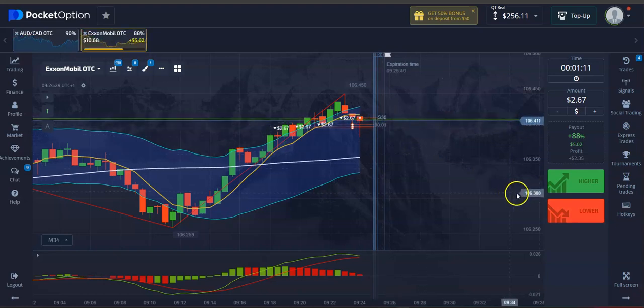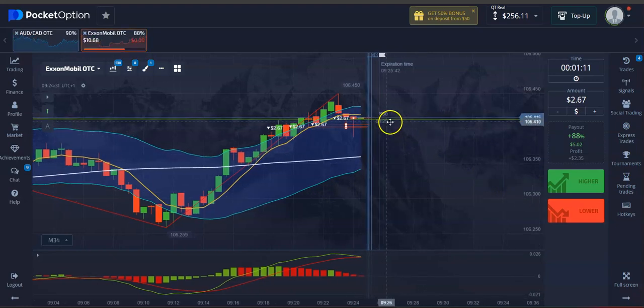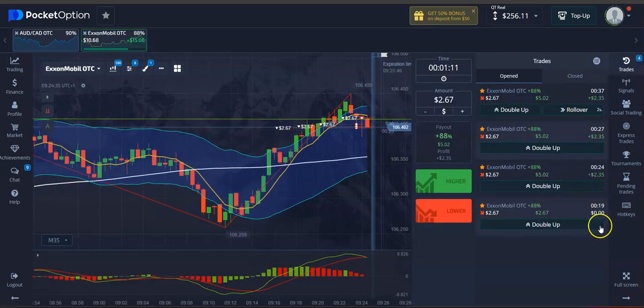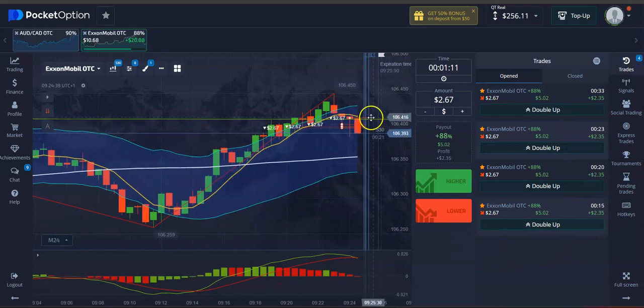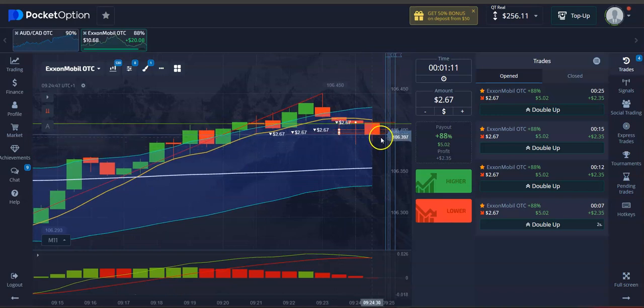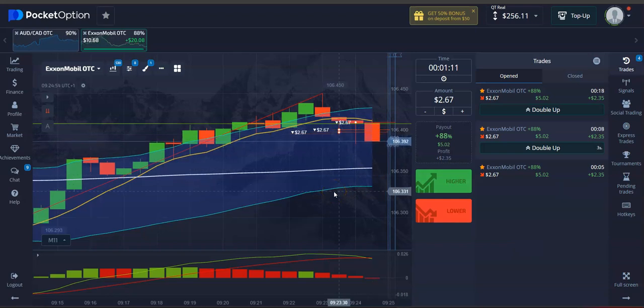Okay, so I just placed 4 trades. Price is really reacting to this area right here. Let's see how it goes. 19 seconds on the first one. So hopefully price will continue to push down so we can clear these 4 trades. So 5 seconds on the first one. Let's see if we can clear that one.